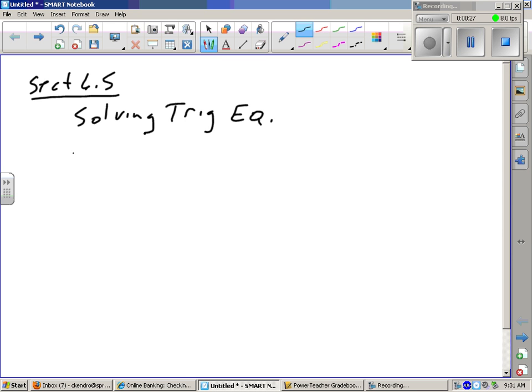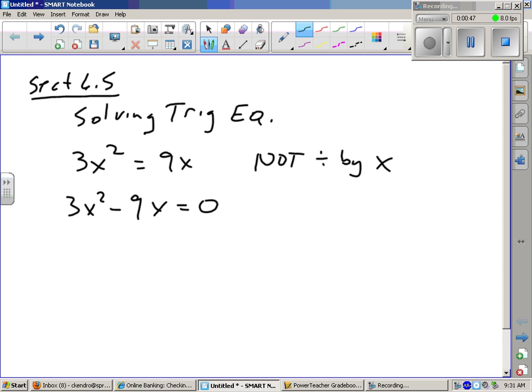let's think algebra here just for a second. Let's say I have 3x squared equals 9x, and I ask you to solve for x. You may not divide by x, because if you do that, you'll lose one of your x answers. It divides away. So instead, we have to get everything on one side. So bring the 9x over and then factor out something.